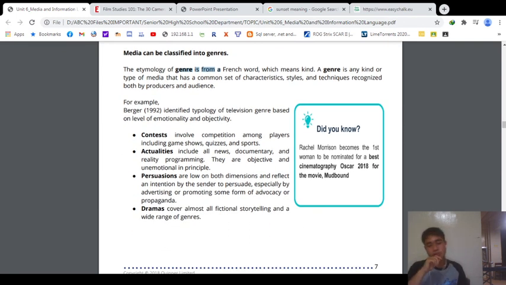Then next is persuasions. Are low on both dimensions and reflects an intention by the sender to persuade, especially by advertising or promoting some form of advocacy or propaganda. An example is this, which will appear during elections, to state their goal or objective to the voters. Okay, persuasion, to persuade someone. There's a difference between persuade and convince, no? Persuasion is you have to tell someone that this goes beyond their will. Then convince is you have a thinking that you're using your mind, you're aware of it, so you're convinced, with some kind of observation.